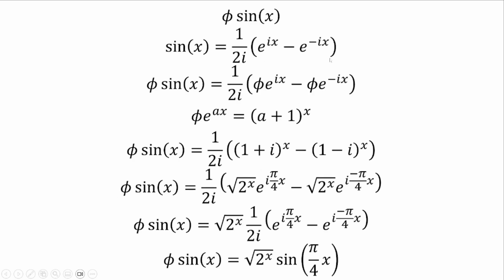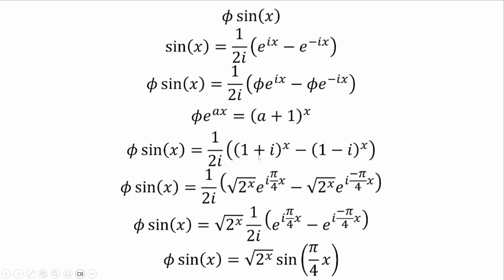What happens if we need phi of sine x? We can use the definition of sine x as e to the ix minus e to the negative ix, divided by 2i. We can apply phi to both sides. When we apply phi to sine x, we get 1 over 2i multiplied by phi of e to the ix minus phi of e to the negative ix. We will use what we derived before: phi of e to the ax equals a plus 1 to the x. We can write it as follows.